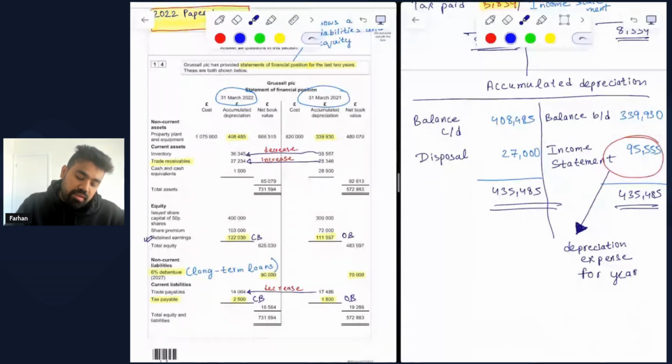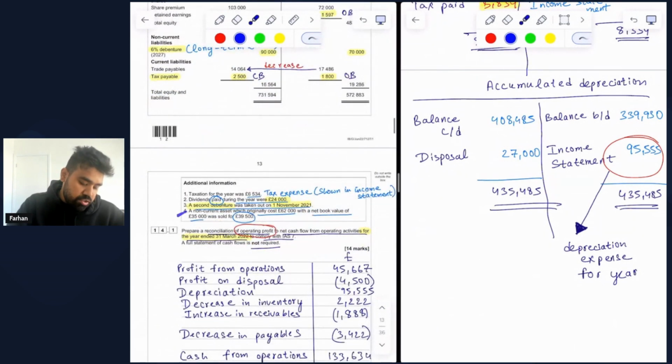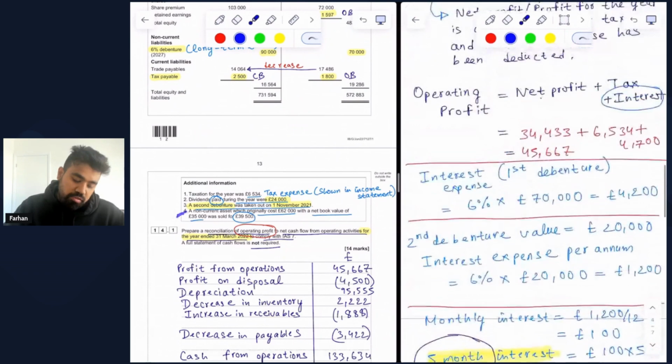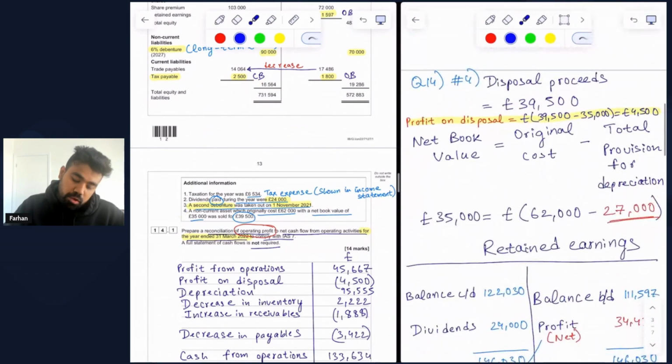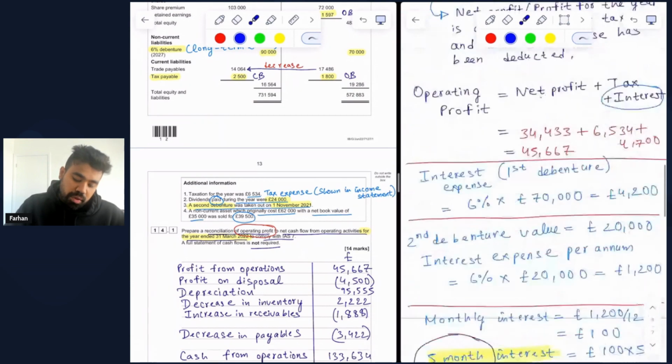You'll see that on the debit side, I've included a disposal of £27,000. Can you guess where this came from? If you got that correct, this came from the disposal based on additional information number 4 that we calculated a while ago. If we move back to our workings, you will see that I told you I'd be coming back to this eventually. We found the total depreciation for the asset that we have sold of £27,000, based on the net book value and the original cost that we already knew.